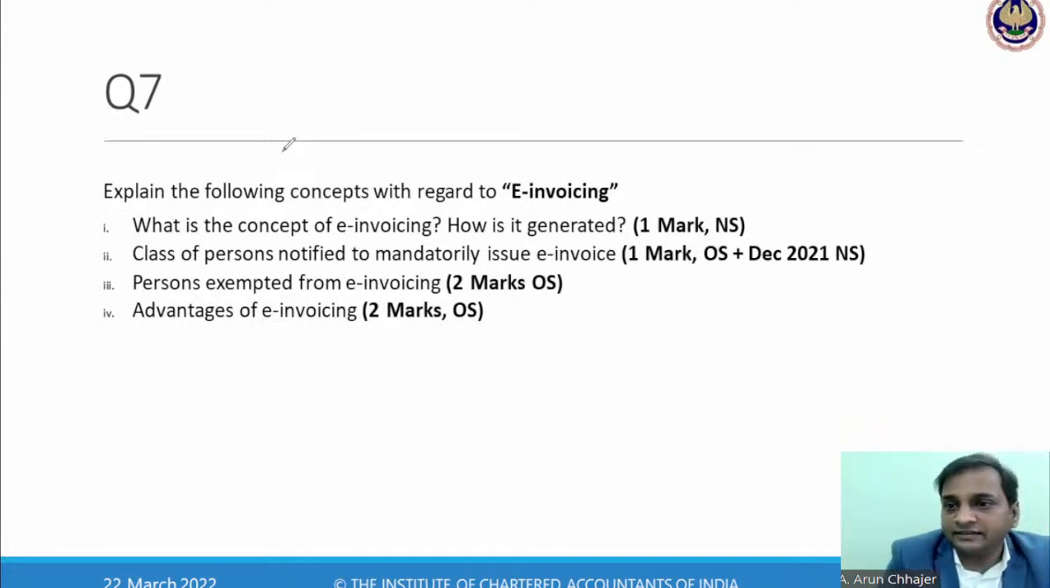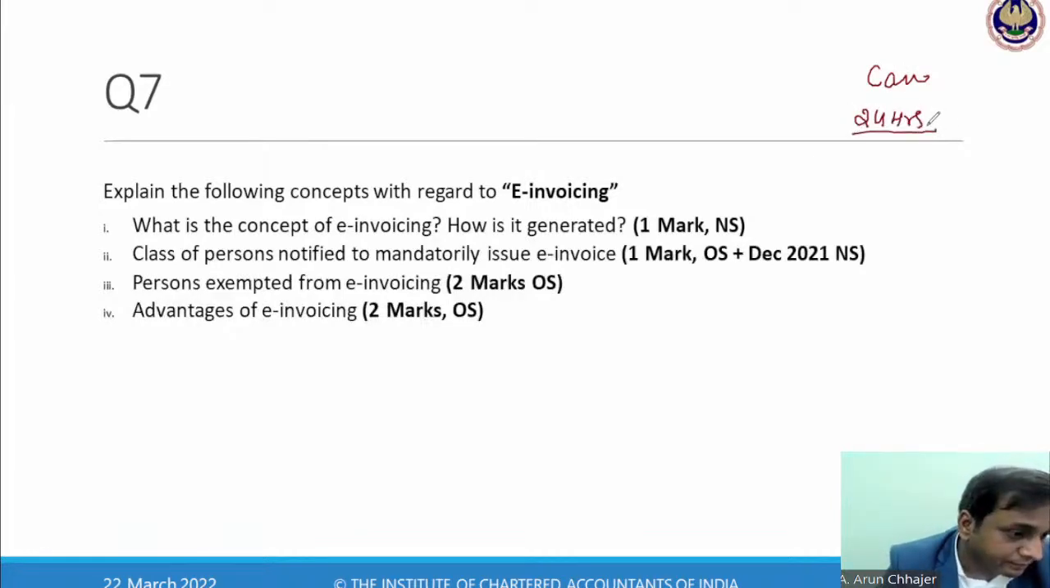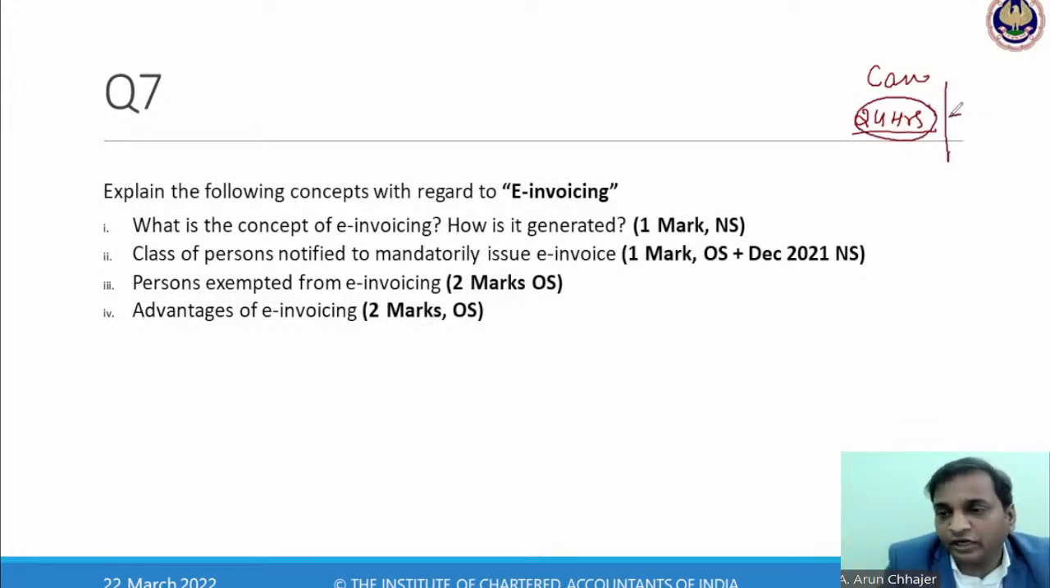Cancellation of IRN. Within 24 hours, you can cancel your e-invoice. After 24 hours, you cannot cancel. Simply, you can make the amendment in the GSTR-1.